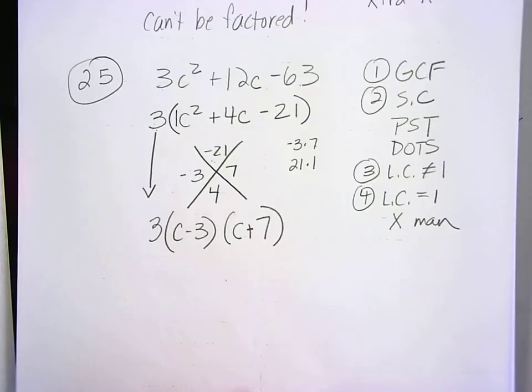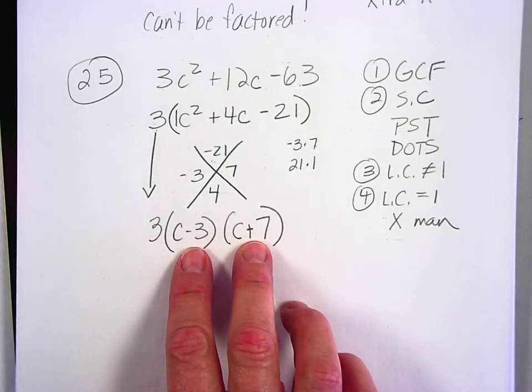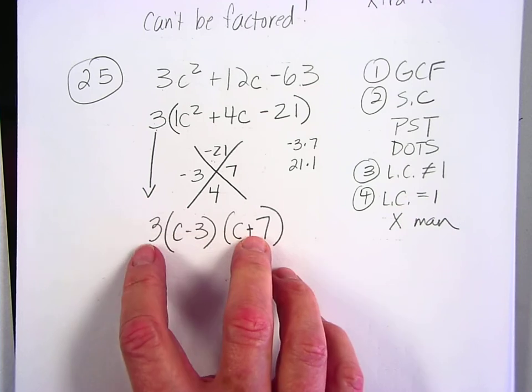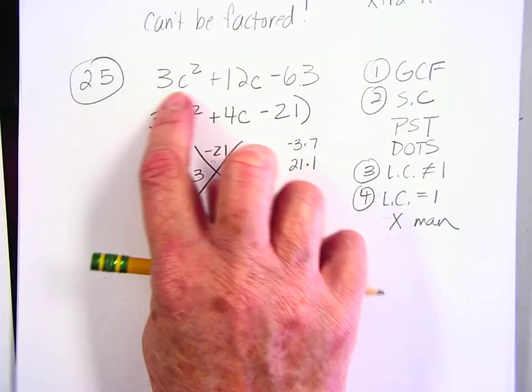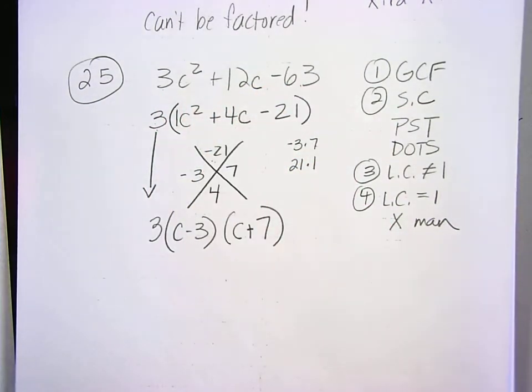Remember, if you want to check these, you can always put those in a Punnett square, multiply them together, and whatever you get, then you multiply by 3, and that should give you your original expression back.